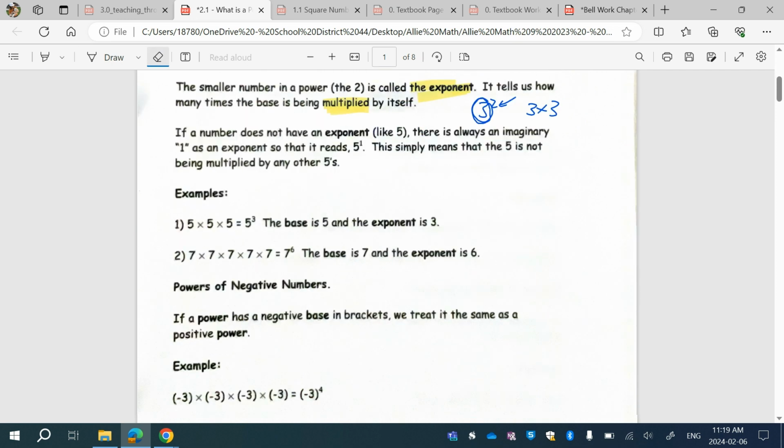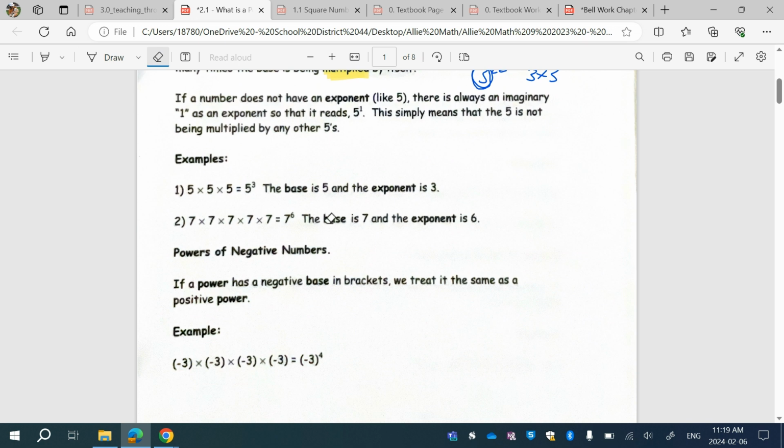So for example, here we go. We got 5 times 5 times 5. That's 5 to the power of 3. The base is 5 and the exponent is 3. This one, I think I've got an error. We got 7 times 7 times 7 times 7 times 7. I think that's only 5 times, so it should be 7 to the power of 5. The base is 7, and the exponent should be a 5. So the base is 7.